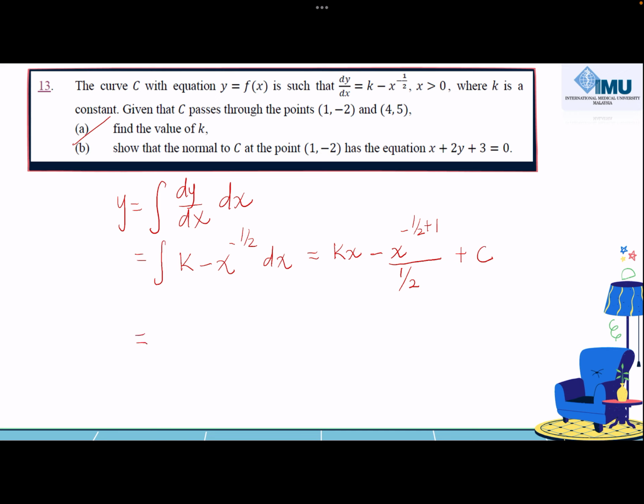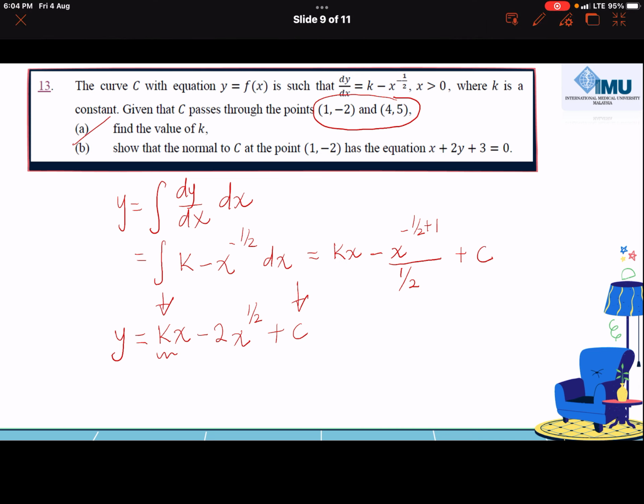Let's try to simplify. At the end of the day, your y will be equivalent to kx minus 1 divided by half will give you 2, x to the power of positive half plus c. So this is the expression of y. However, we want to find the value of k. So how do we do so? We make use of the next information, the two coordinates. Correct. You have k, you have c. Two variables, two pieces of information will produce two equations. Yes, solve the simultaneous equations.